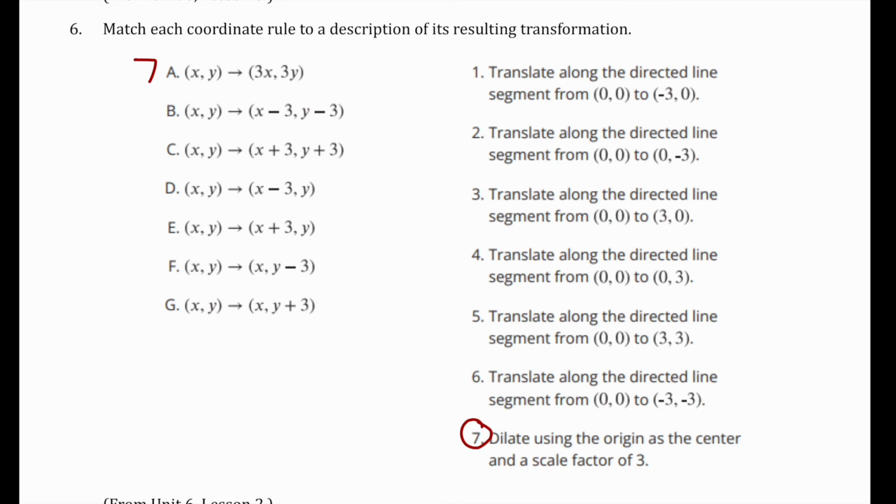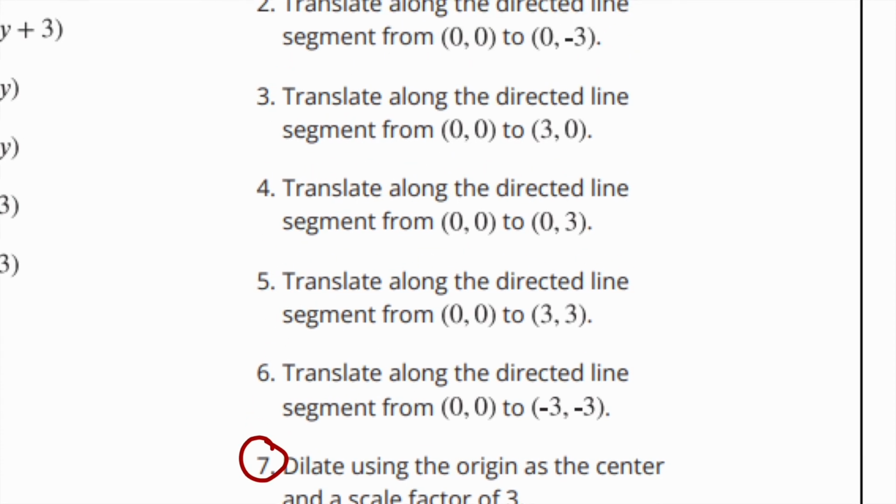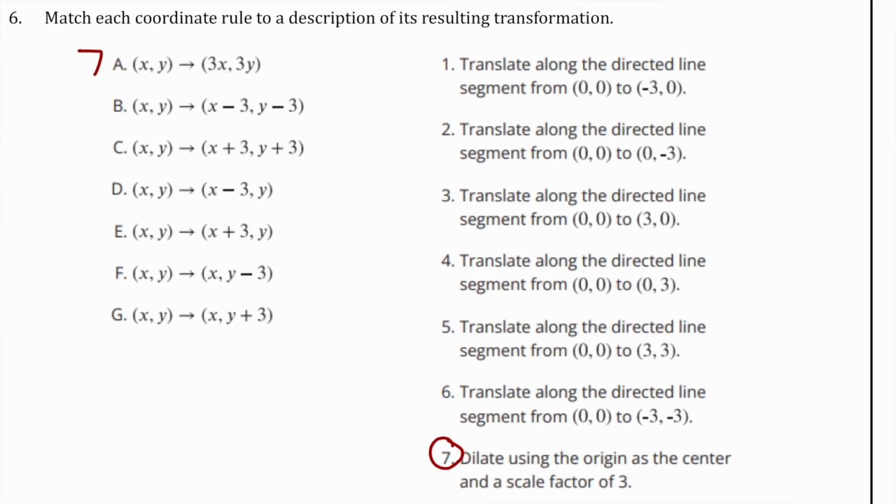For B, this one here, we're subtracting 3 and subtracting 3. This is a translation if I'm just adding and subtracting numbers. Negative 3 means I'm going left, and negative here means I'm going down, so left 3 and down 3. But that's not how they phrase it, is it? They say along directed line segments. But it's going to be this one right here, -3 and -3.